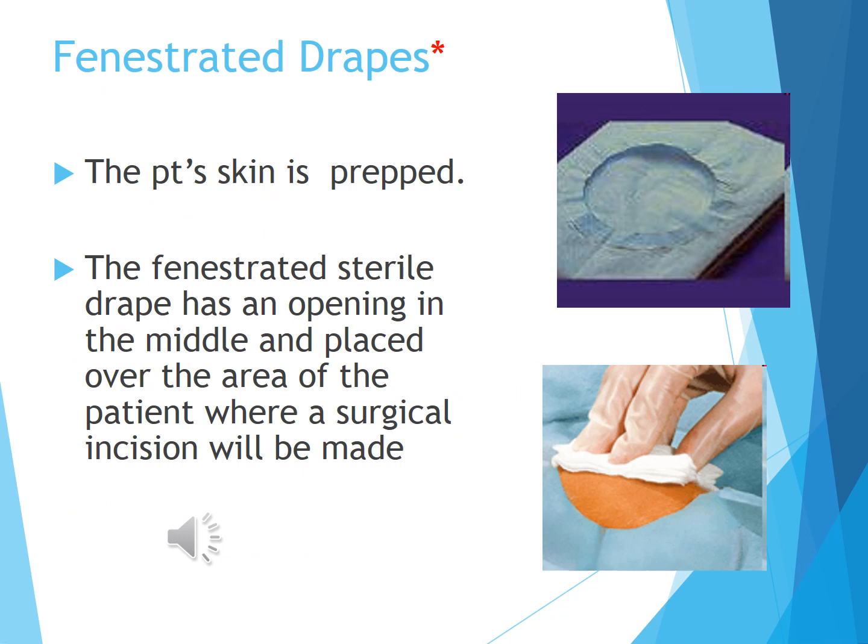One of the drapes that we do use is called a fenestrated drape. First, we have to prep the patient's skin sterilely. Then the fenestrated sterile drape has an opening in the middle, and it's placed over the area of the patient where a surgical incision will be made. Hence, the fenestration is a hole inside the drape. Look at the pictures here on your slide, and there are also pictures in your book.